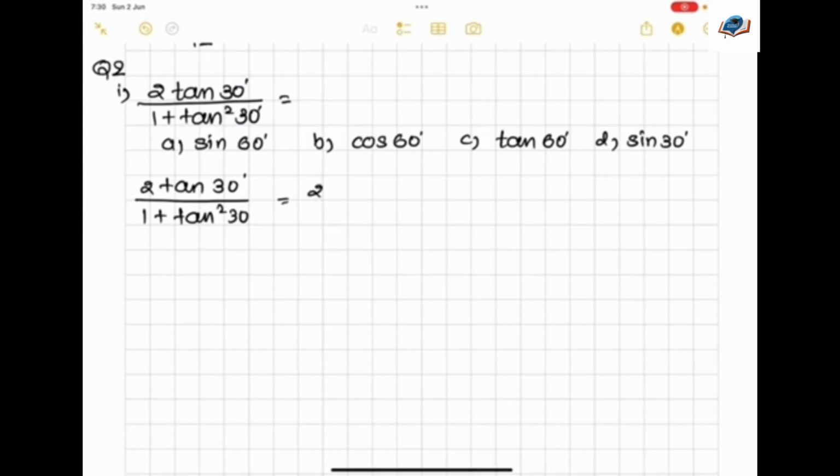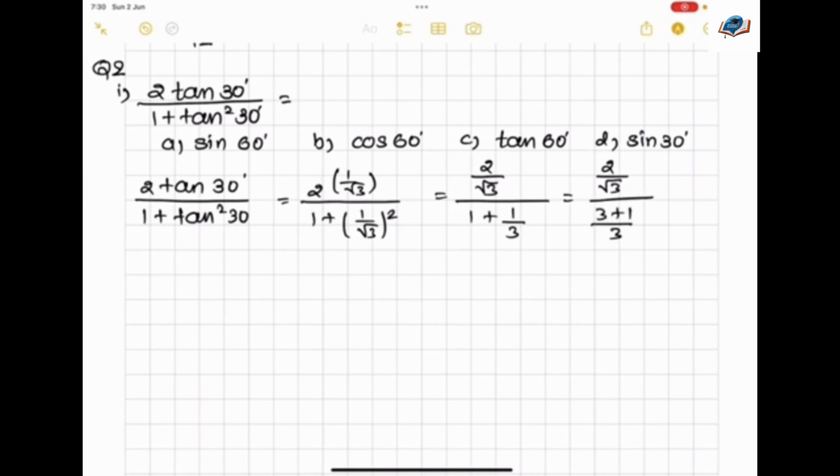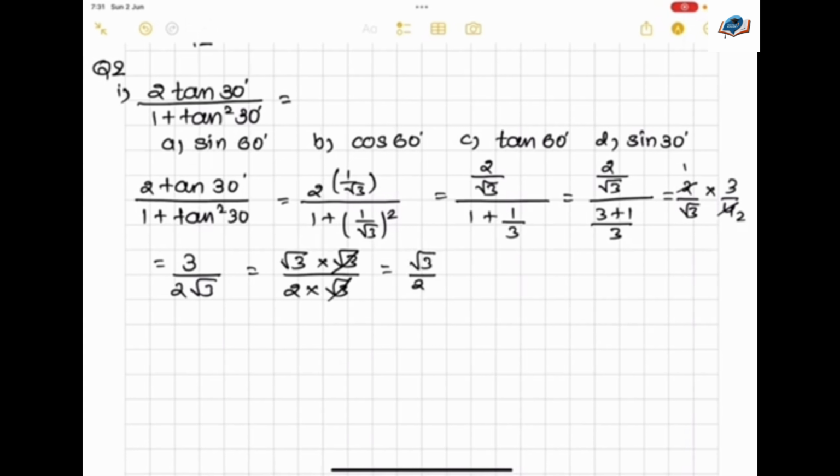So that will be 2 into tan 30 will be 1 upon root 3. 1 plus 1 by root 3 whole square. So that will be 2 by root 3 whole upon 1 plus 1 by 3. So 2 by root 3 whole upon 3 plus 1 by 3. So now if I bring them in the normal form, 2 upon root 3 into 3 by 4. So 2 ones are 2, twos are root 3, ones are root 3, twos are 3 by 2 root 3. I will be left out. So 3, if I cut as root 3 into root 3, so root 3 cut. So root 3 by 2. So root 3 by 2 is sin 60.